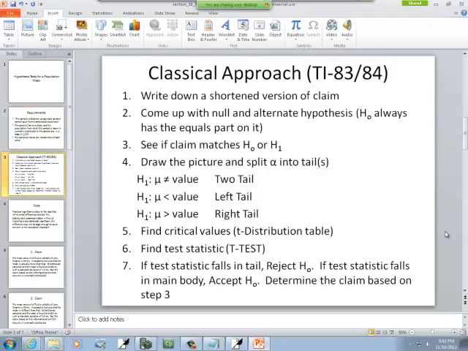Now this is the classical approach using the TI-83, TI-84. We write down a shortened version of the claim, come up with a null and alternate hypothesis. H0 always has the equals part on it. Step 3, see if the claim matches H0 or H1. Step 4, draw the picture and split alpha into the tails. Step 5, find the critical values, t-distribution table. And then step 6 is find the test statistic, t-test.